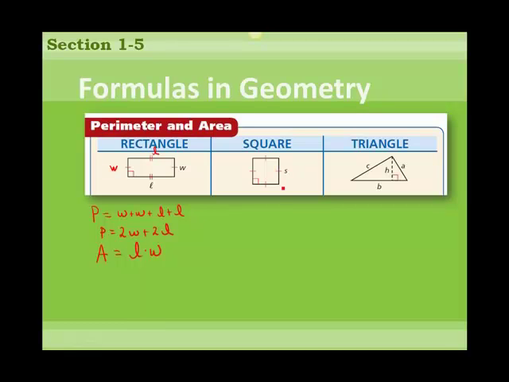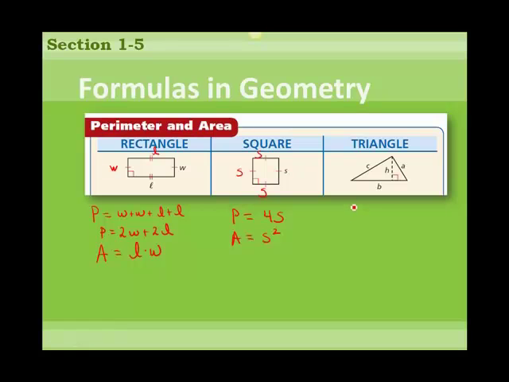For the square, it's very similar to the rectangle, except all four sides are congruent, as you can see by the tick marks, and the perimeter in this case would be 4S. And then the area, because both sides are the same, would be S squared. S times S, length times width, you get S squared.